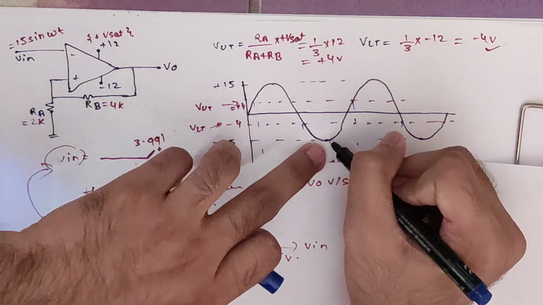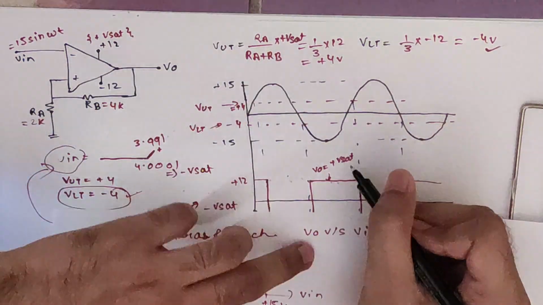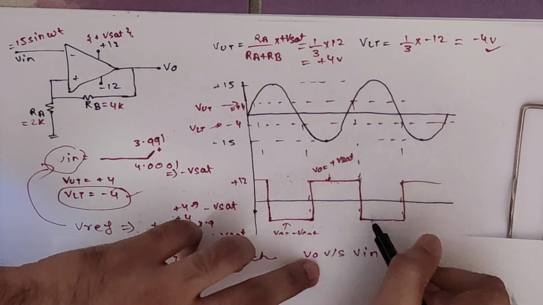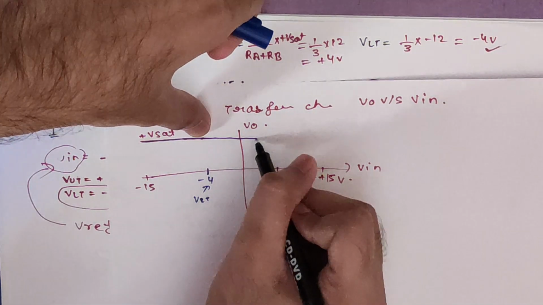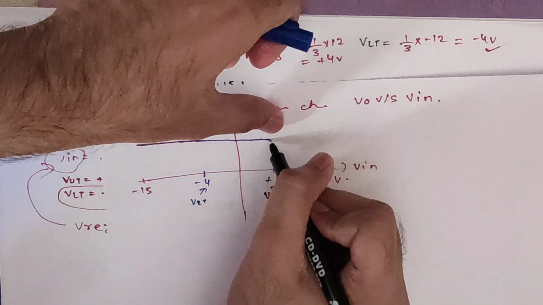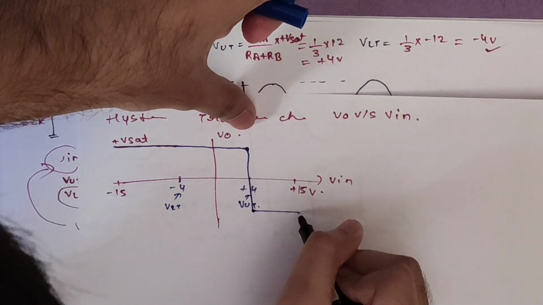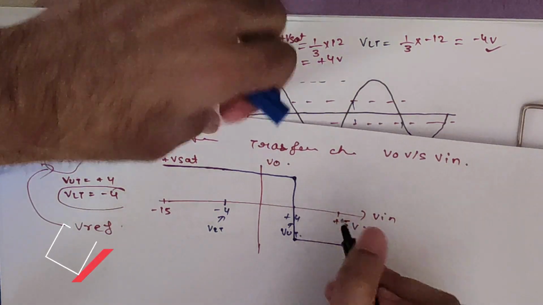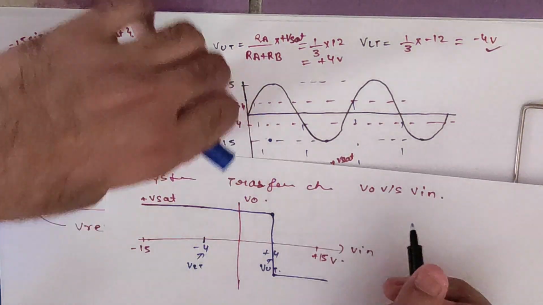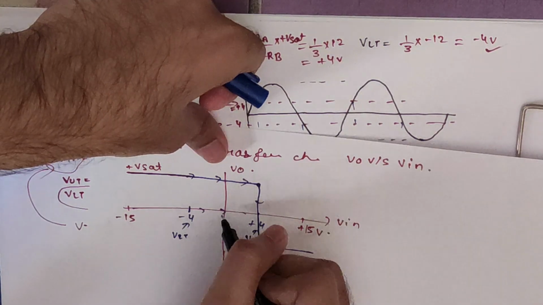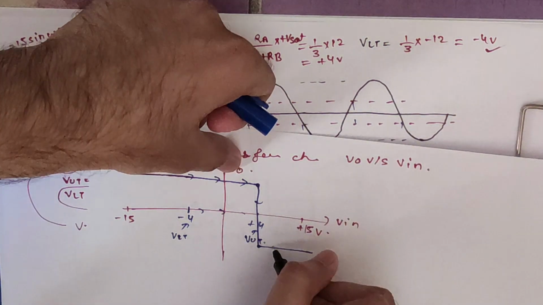Now as soon as our input voltage crosses our upper threshold voltage, the output voltage gets changed from plus Vsat to minus Vsat. As soon as our input voltage crosses plus 4 volt, our output voltage changes from plus Vsat to minus Vsat. So we will have this kind of curve. At plus 15 volt, you can see we have minus Vsat. So this is our journey: as soon as our input voltage crosses plus 4 volt, our output voltage changes from plus Vsat to minus Vsat.